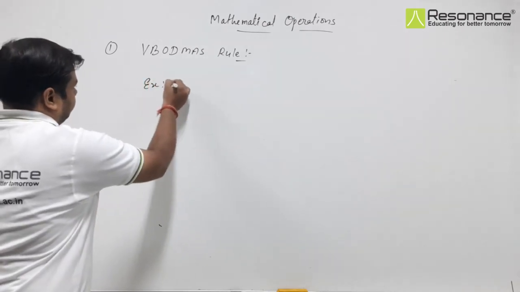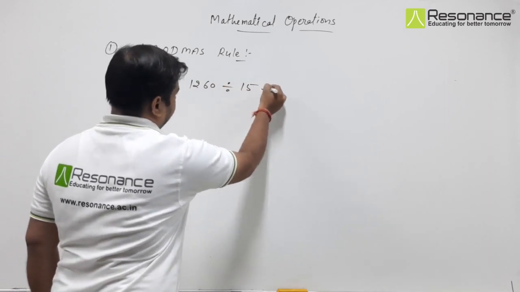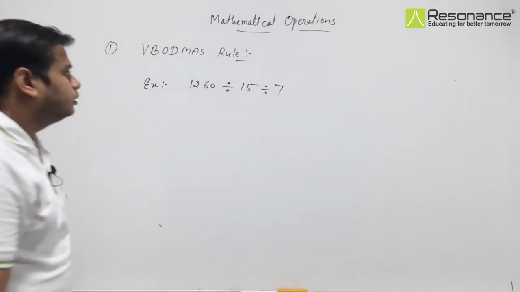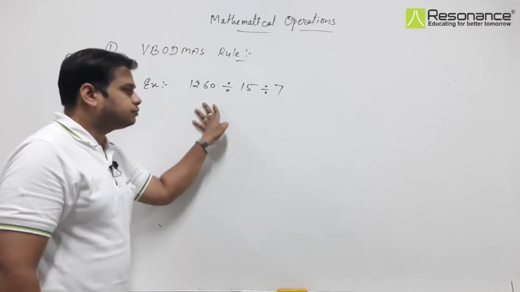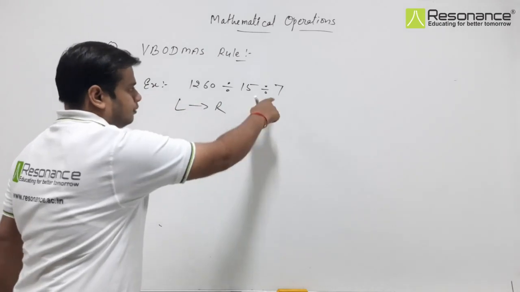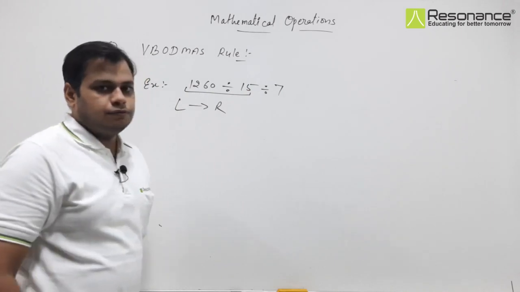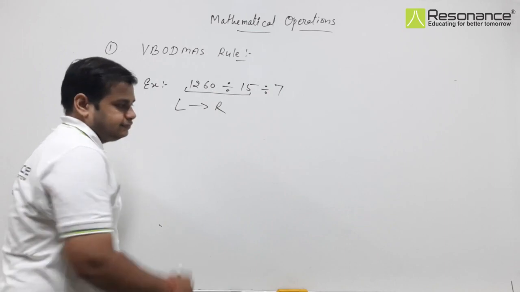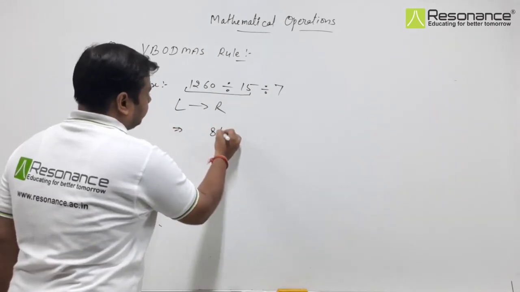Another example we can have: 1260 divide by 15 divide by 7, and we have to solve this equation. Whenever we have a division sign in sequence, then we have to solve the whole equation from left to right. That means this first division will have to be solved, then the resultant should be divided by 7. So 1260 when divided by 15, it will give us 84.